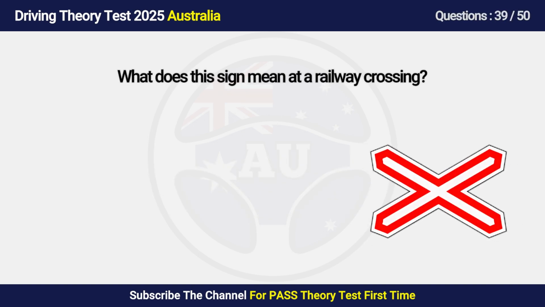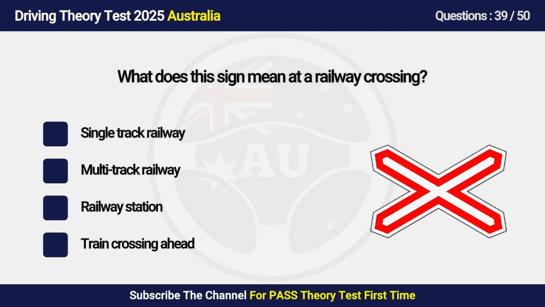Question 39. What does this sign mean at a railway crossing? A. Single-track railway. B. Railway. C. Railway station. D. Train crossing ahead.